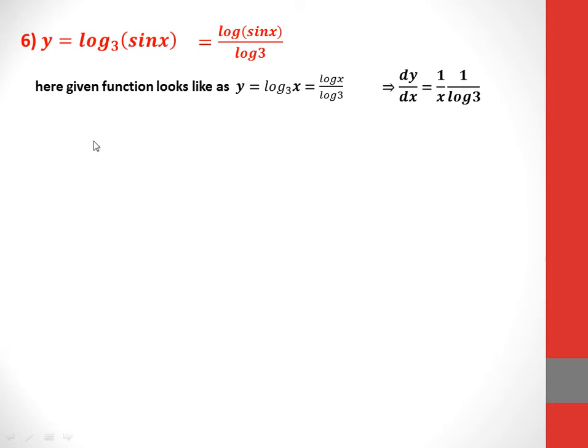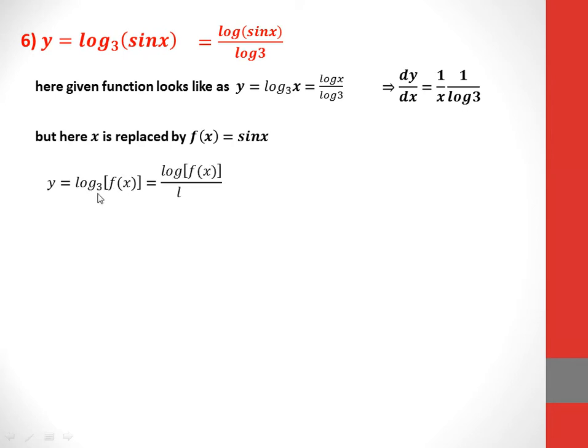Okay, now see here x is replaced by f of x is equal to sin x. Then it becomes log of f of x to the base 3 and can be written as log of f of x upon log 3. So how will you apply the chain rule here? To get the derivative, dy by dx is equal to 1 upon f of x, meaning the derivative of log of f of x is 1 upon f of x into 1 upon log 3 into f dash x. Okay, so this is the chain rule which is applicable here.